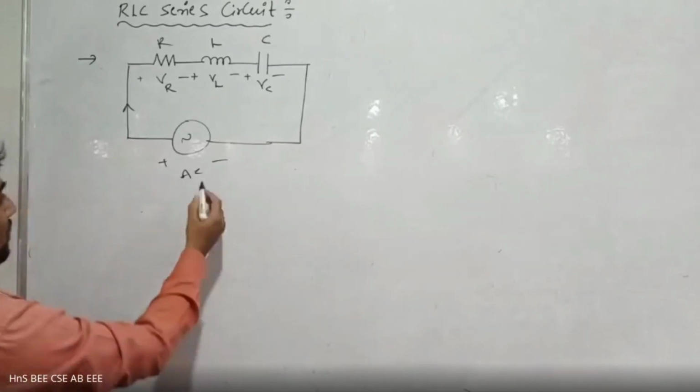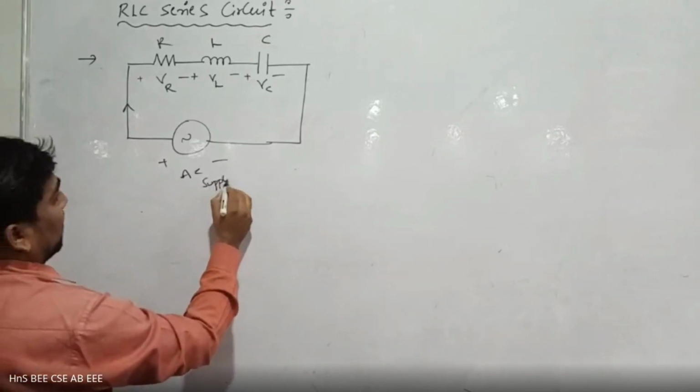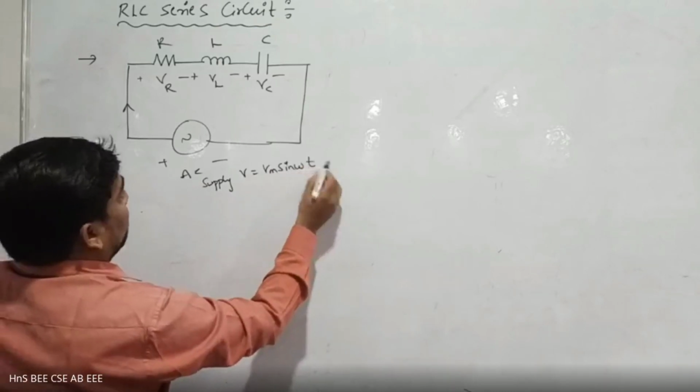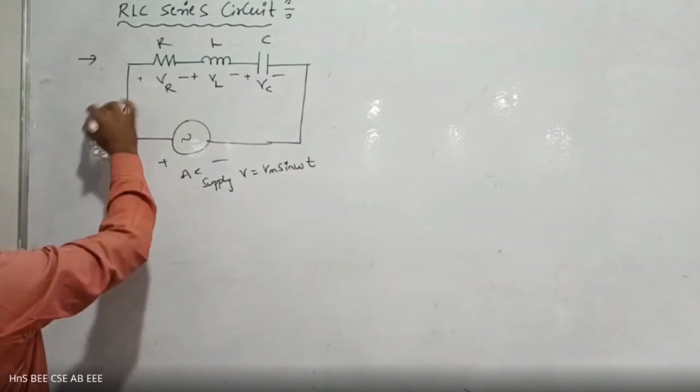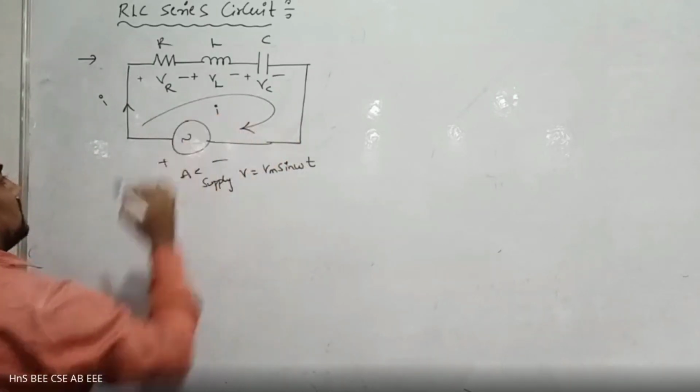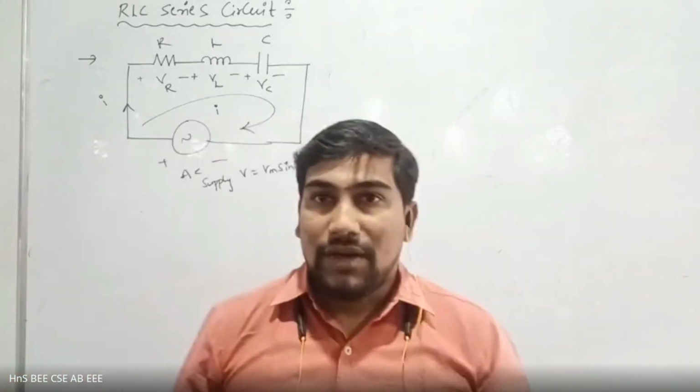We have only one AC supply, that is V equal to Vm sin omega t. This is the first point. In this circuit, some current is flowing. That current is called I. This is the diagram of the RLC circuit.